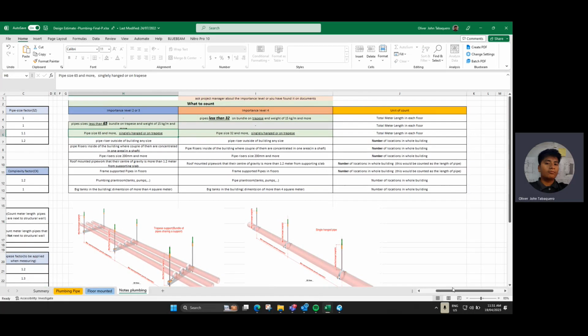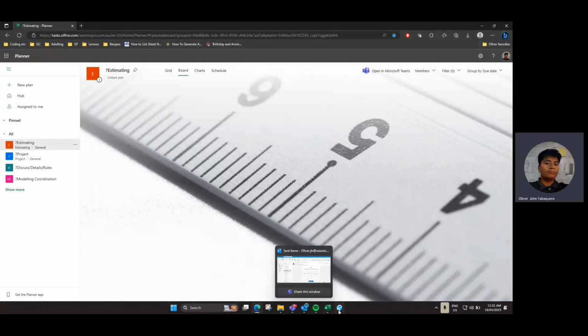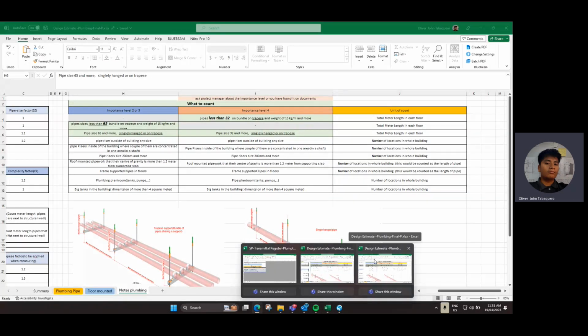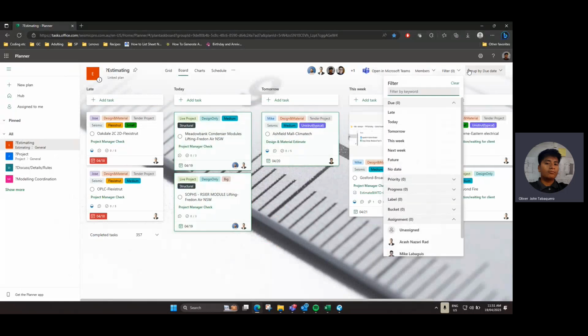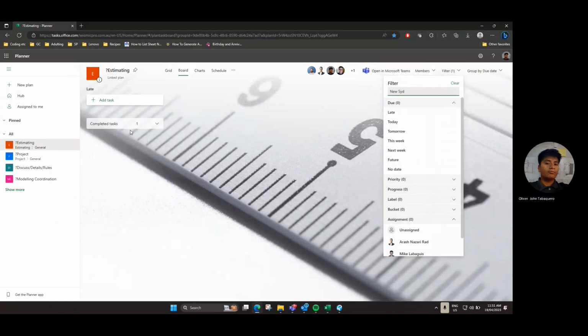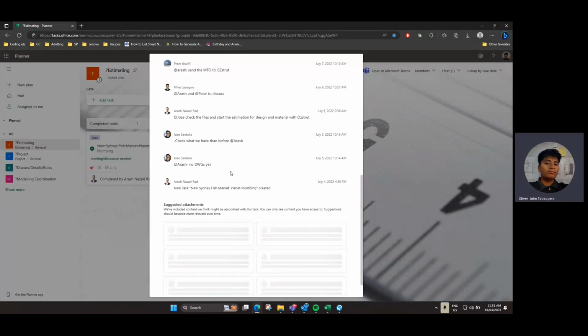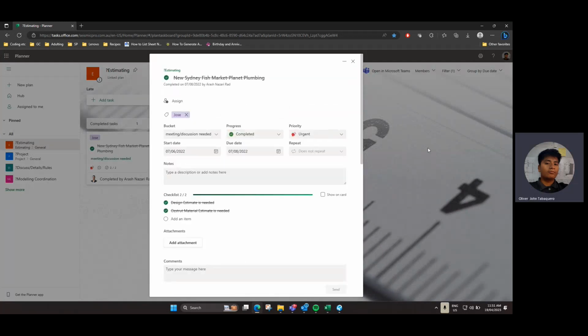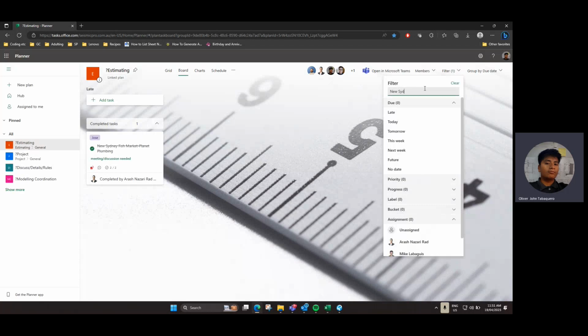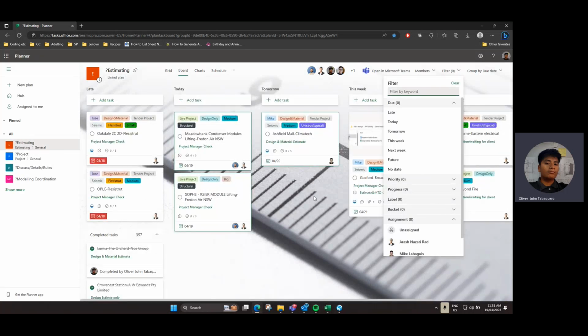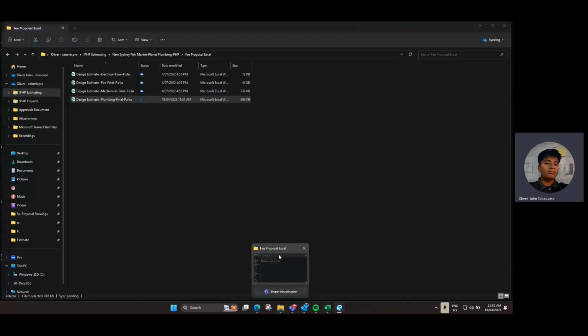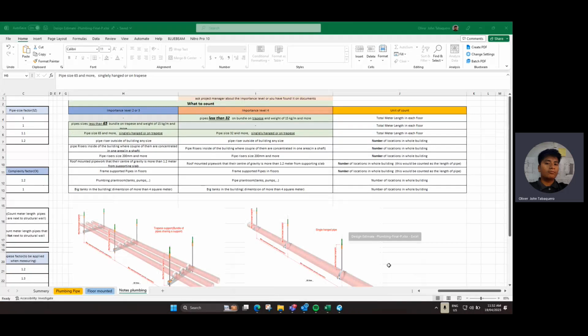As discussed before, Arash will provide the importance level on the planner. So why don't I show you? This is New Sydney Fish Market, right? New Sydney Fish Market. Let's see. Oh, apparently it's not here. Alice is very open to the chat. You can ask him right away. So if it's not in the planner, you can coordinate with the project manager. So let's get back to the rules.